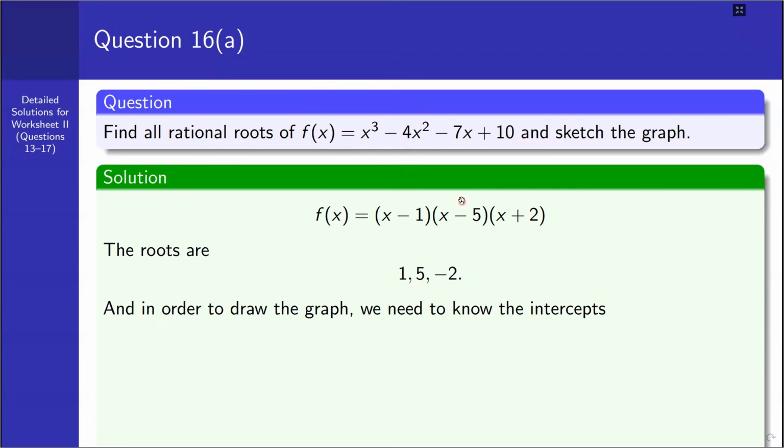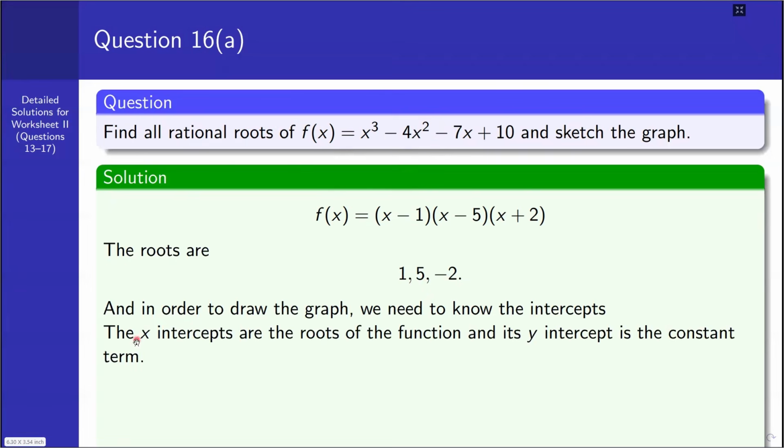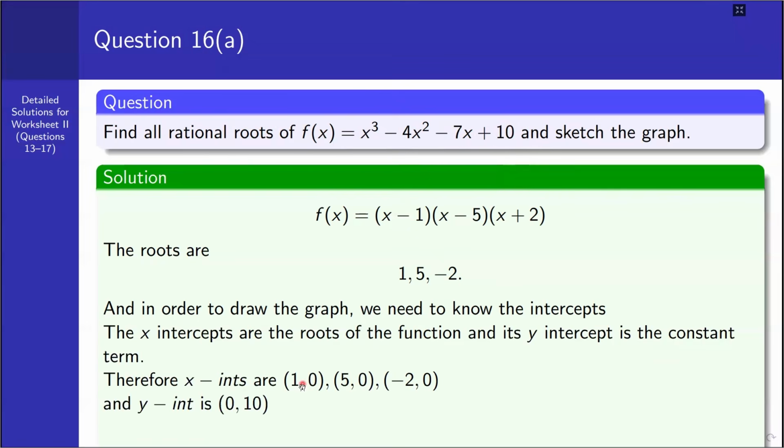Therefore, the x-intercepts of this polynomial function are (-1, 0), (5, 0), and (-2, 0), because the x-intercepts are the roots of the function, and its y-intercept is the constant term. And its y-intercept is when x equals 0, so that this expression will be 0 and only 10 will be left, so that (0, 10) would be its y-intercept.